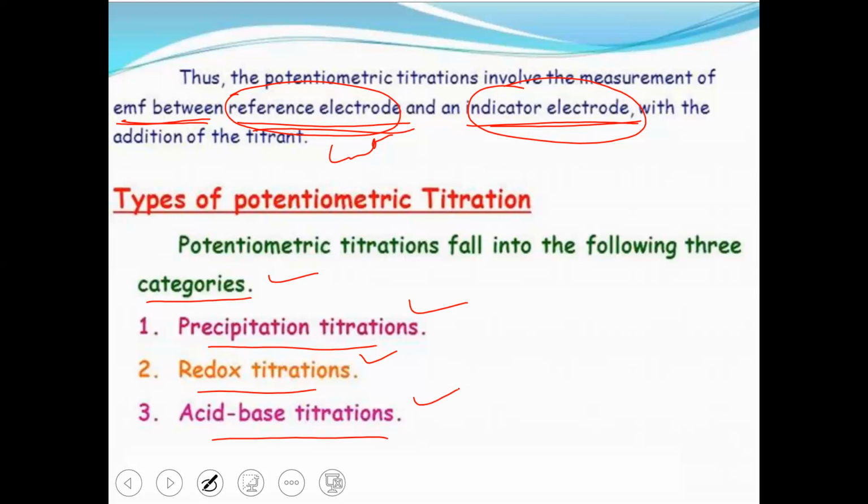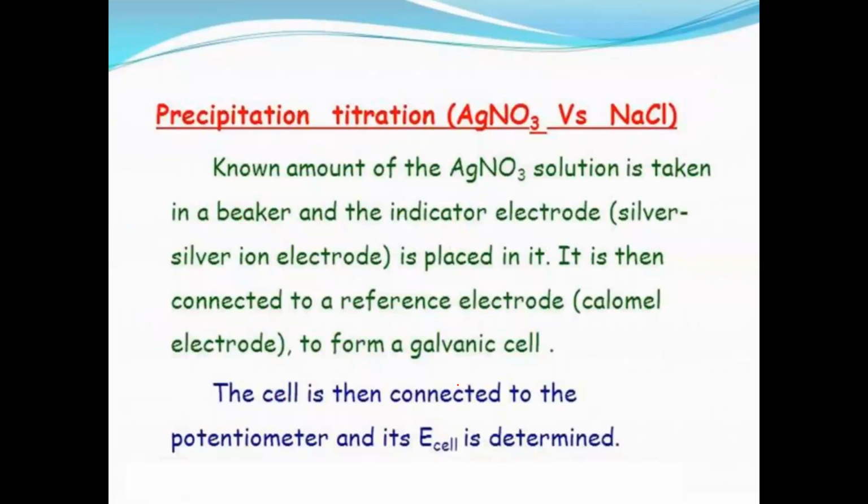So let's see one by one. First one is precipitation titrations. In this precipitation titration, the best example is silver nitrate versus NaCl. So in the potentiometric titration, the first one is a precipitation titration.